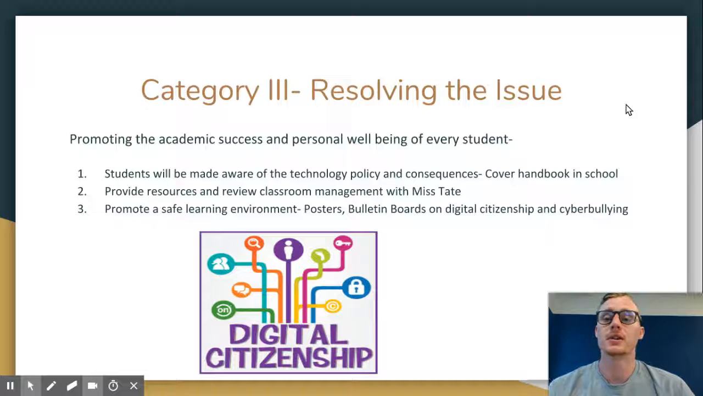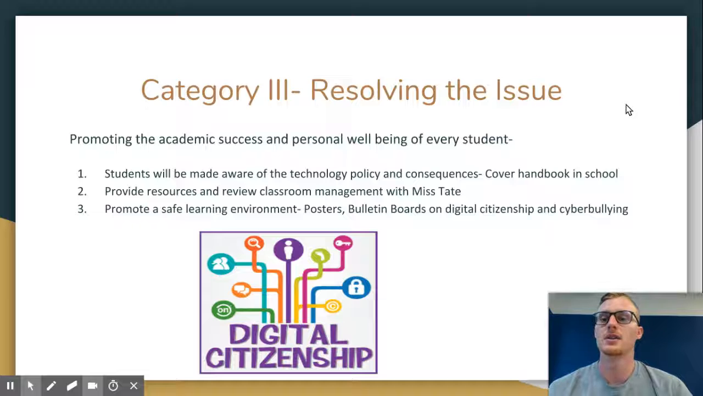Category 3, resolving the issue. I want to promote the academic success and personal well-being of every student. I want to make sure students are made aware of the technology policy and the consequences. So an example is I could include it in the student handbook, maybe in like a seminar class or a specific class. Students will go over that at the beginning of the year so that they're made aware of the technology use policy.